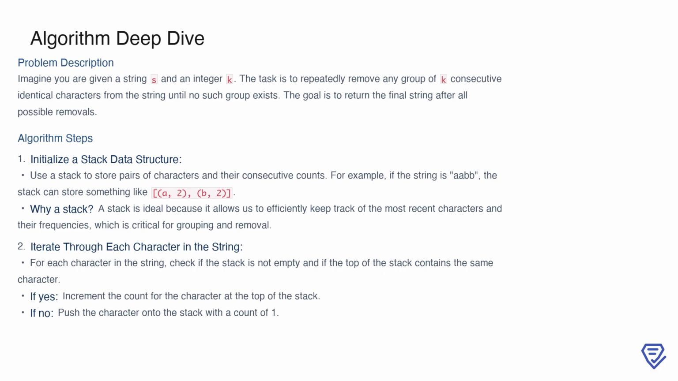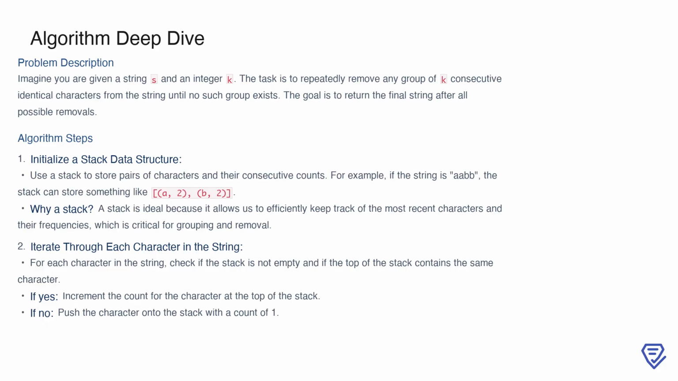To solve this problem, we need to repeatedly remove groups of k consecutive identical characters from a given string until no such groups exist. For example, if the input string is d and k equals 3, we remove groups like e and ccc, eventually returning the final string aa.